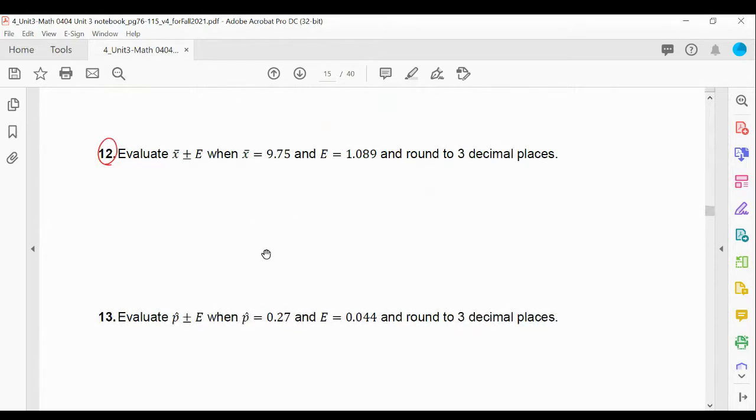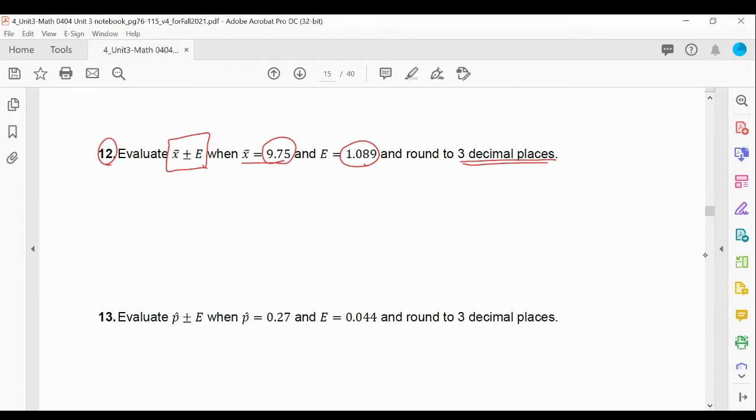Question 12 is something you might see in statistics class, where you have some expression written in this format. We have x bar plus or minus the e. So here x bar is just a variable, a letter, and that has a value of 9.75. E has a value of 1.089. So we're going to round to 3 decimal places on this example.